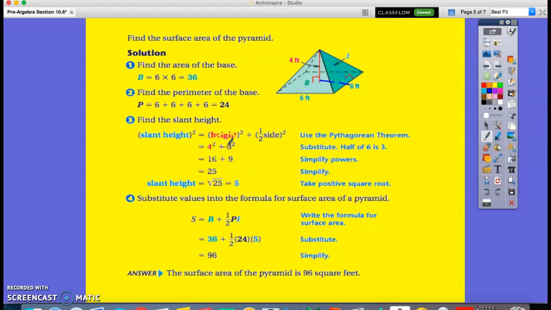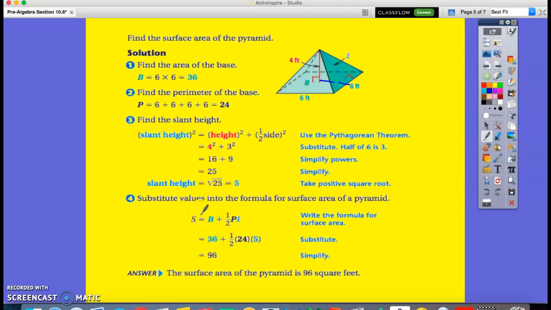So 4 squared plus 3 squared equals the slant height squared, right? So that is 16 plus 9, which is 25. So the slant height is the square root of 25, which is 5. So we use the Pythagorean theorem.